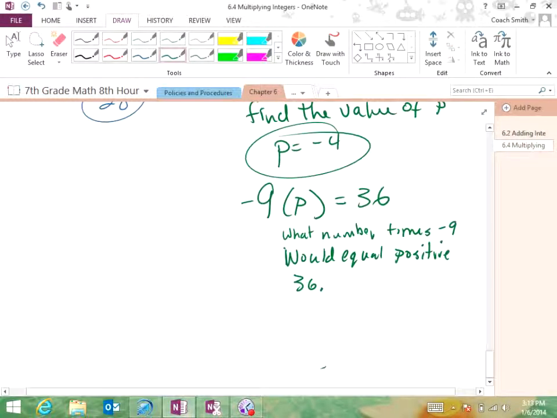That's what they're asking you in this problem. So you're saying, what times 9 equals 36? Well, 4 times 9 equals 36. But if I take negative 9 times a positive 4, that gives me a negative 36. So I can't have a negative 36 because I need a positive. So if a positive 4 times a negative 9 gives me negative 36, then negative 4 times negative 9 would give me a positive 36. That's what you're thinking mentally. That's how you think through that process.